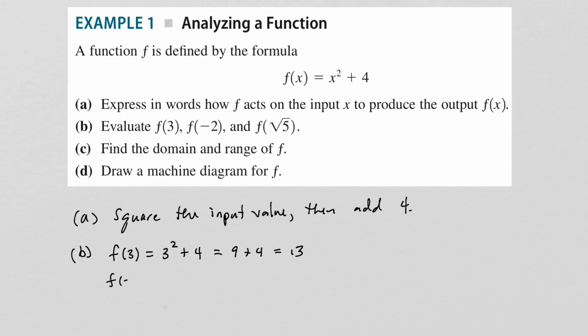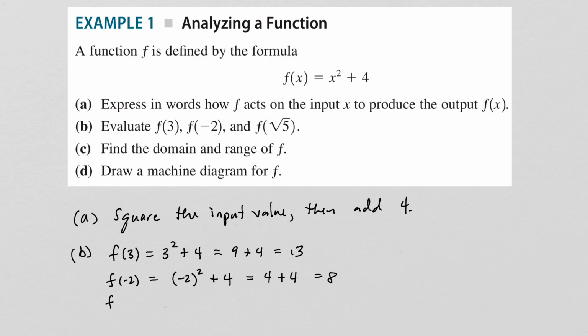For f of negative 2, same idea. We are going to square negative 2 and then add 4. Now, when you square a negative, it's very important that you remember to put parentheses around that. Negative 2 quantity squared is positive 4 and then plus 4, and this is equal to 8.